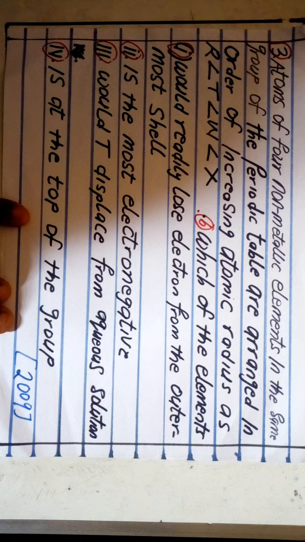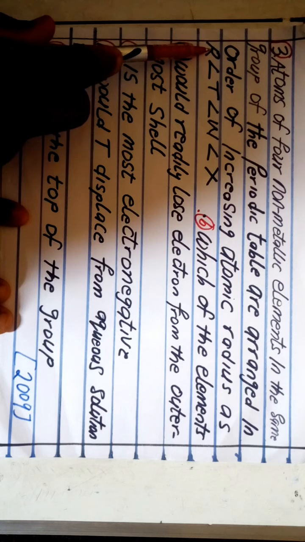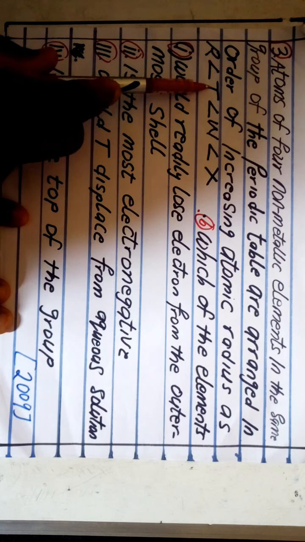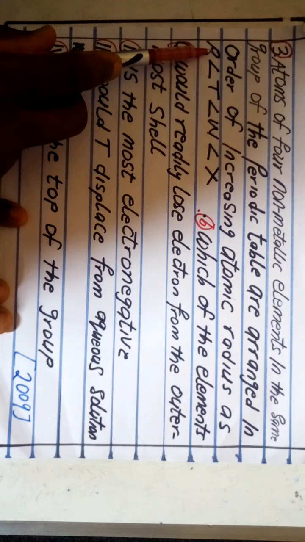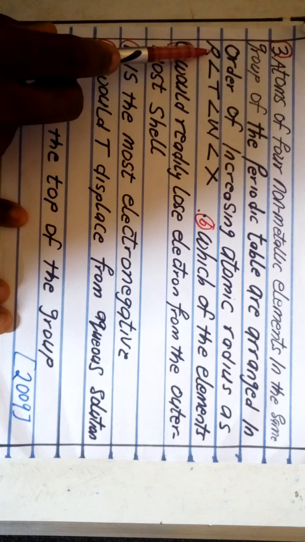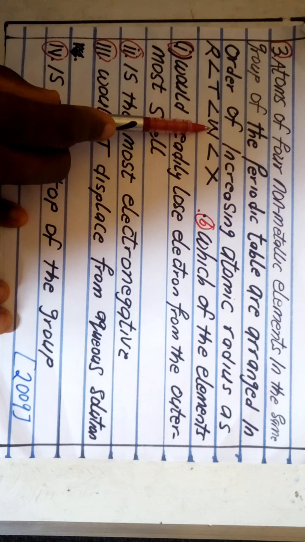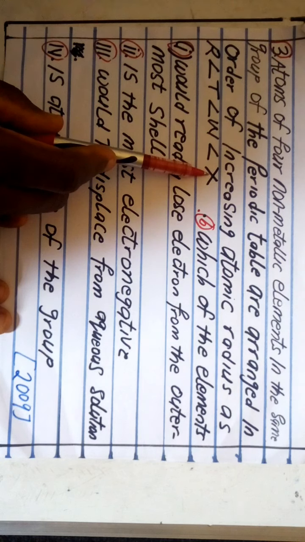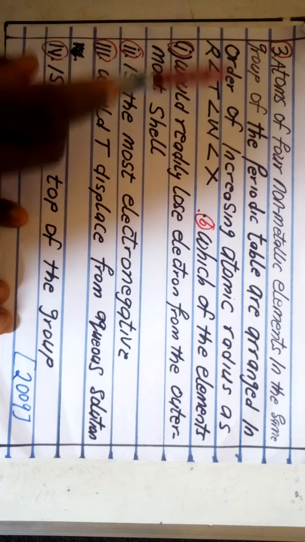And so from here, it's telling you that R is less than T, T is less than W, and W is less than X, meaning R is the smallest, X is the largest. So R will fit fluorine, T will fit chlorine, W bromine, then iodine, right? Knowing that atomic radius decreases from left to right and increases down the group.